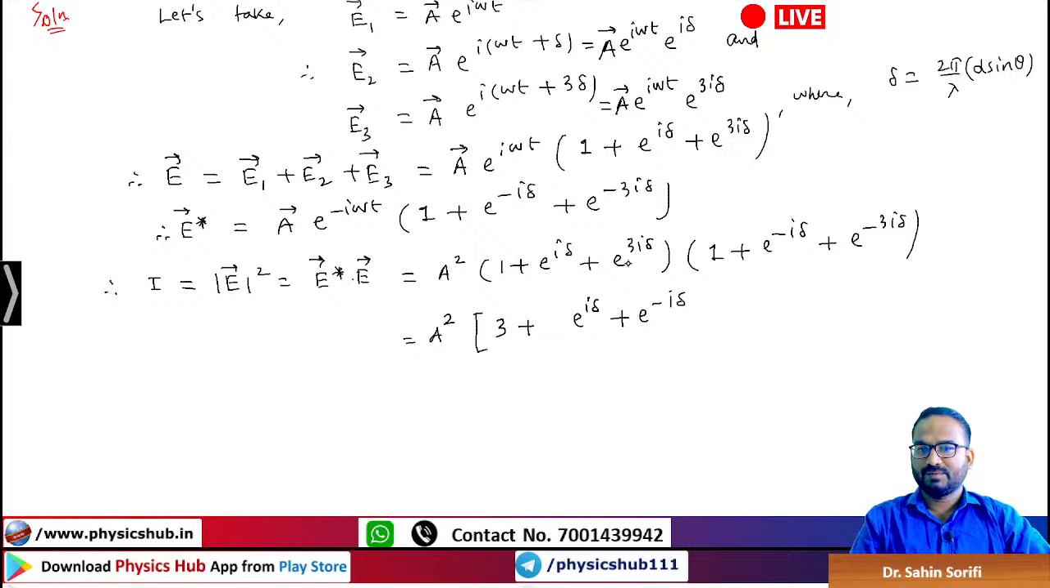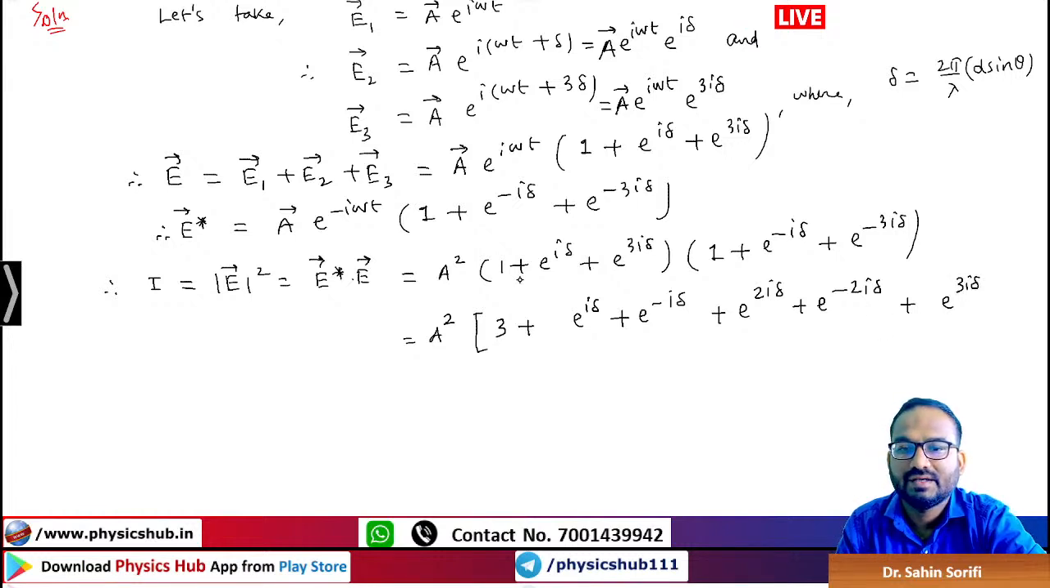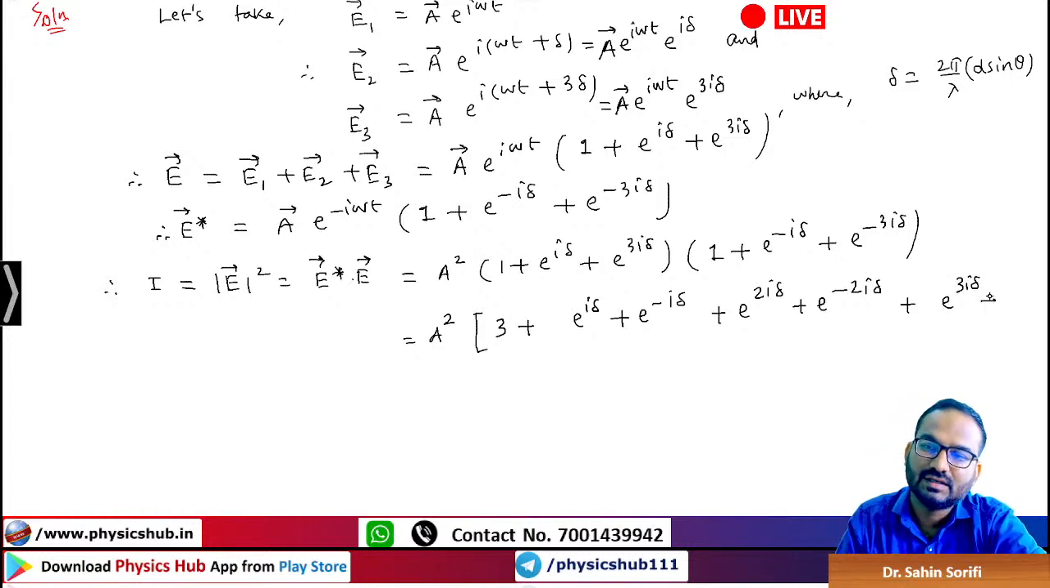Now, if you multiply e to the power 3i delta and e to the power minus i delta, you will get e to the power plus twice i delta. And e to the power i delta, e to the power minus 3i delta, you will get plus e to the power minus 2i delta. Again, 1 into e to the power 3i delta, and here 1 into e to the power minus 3i delta.